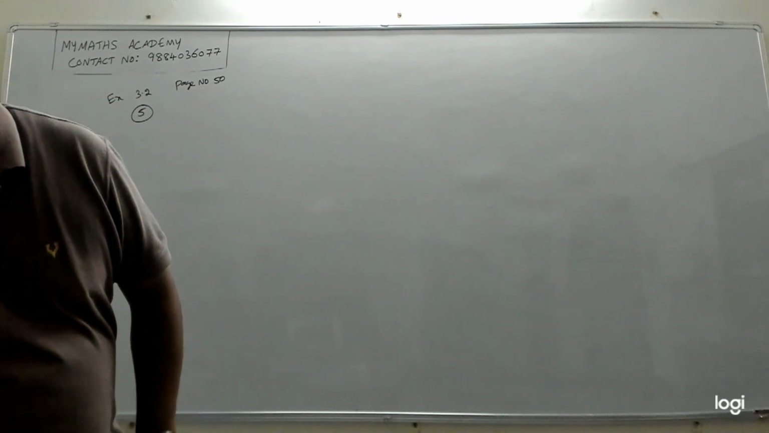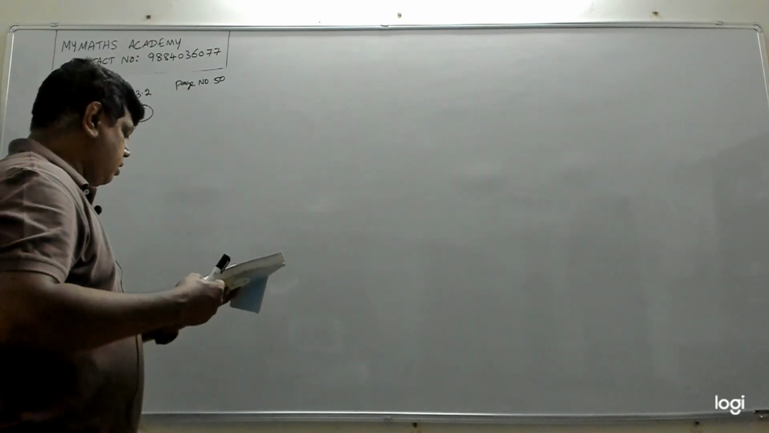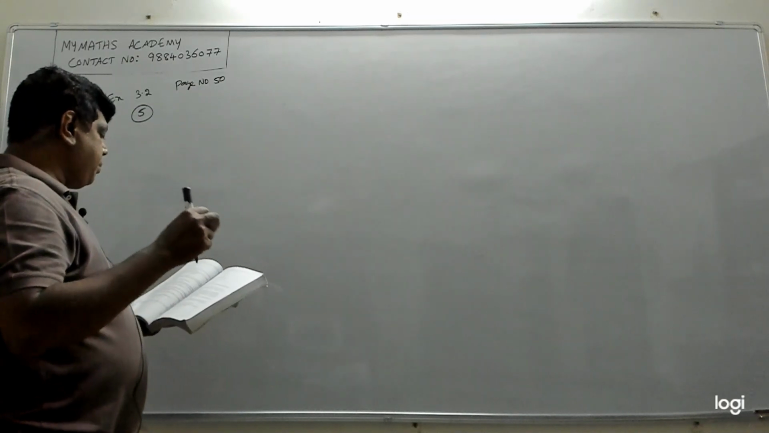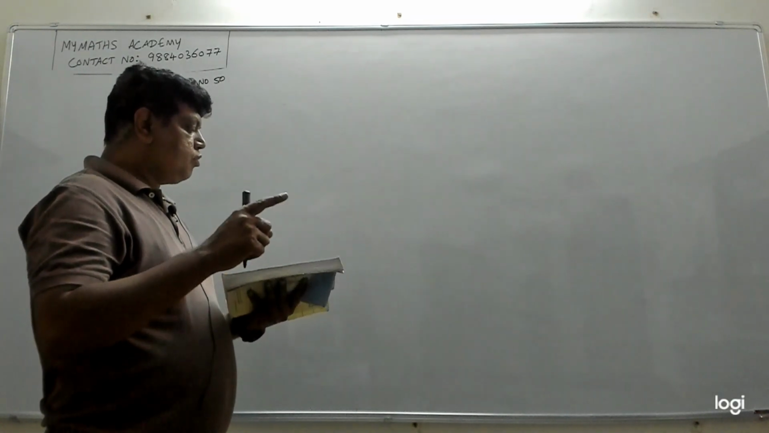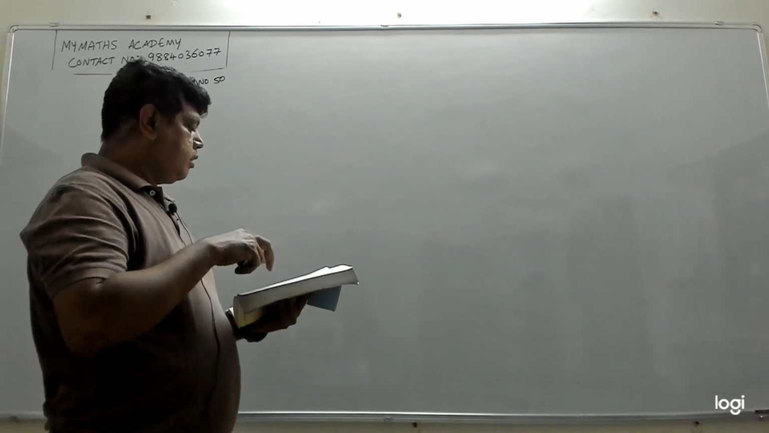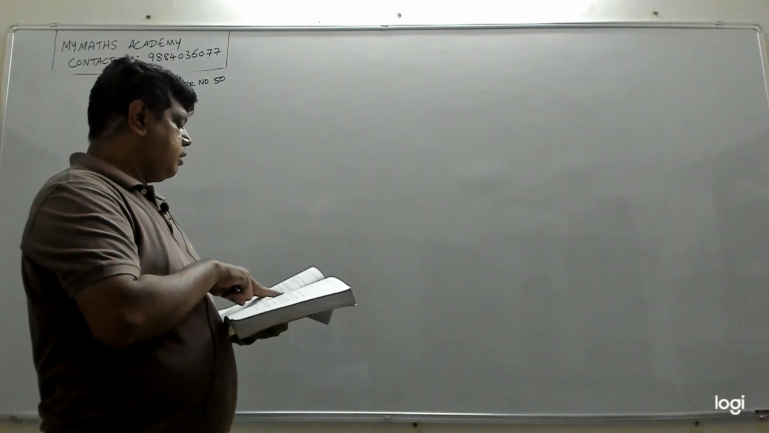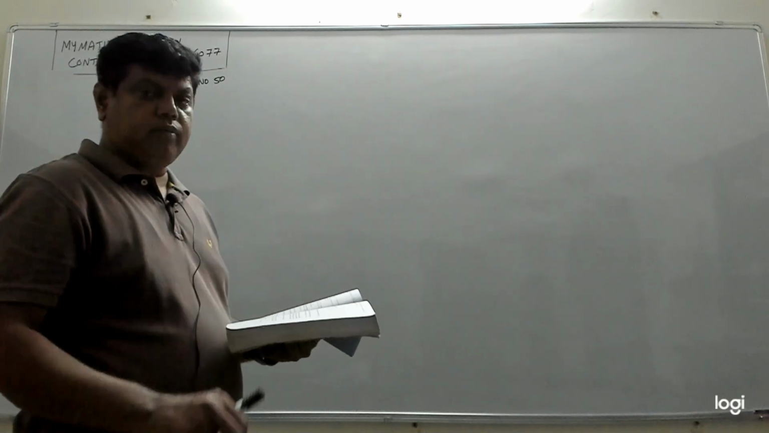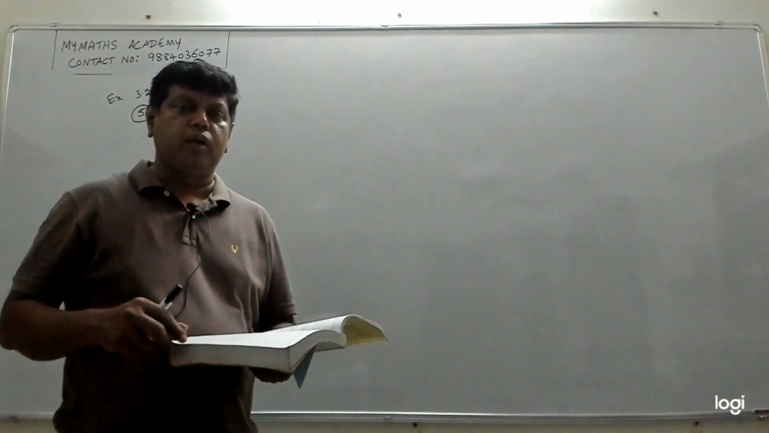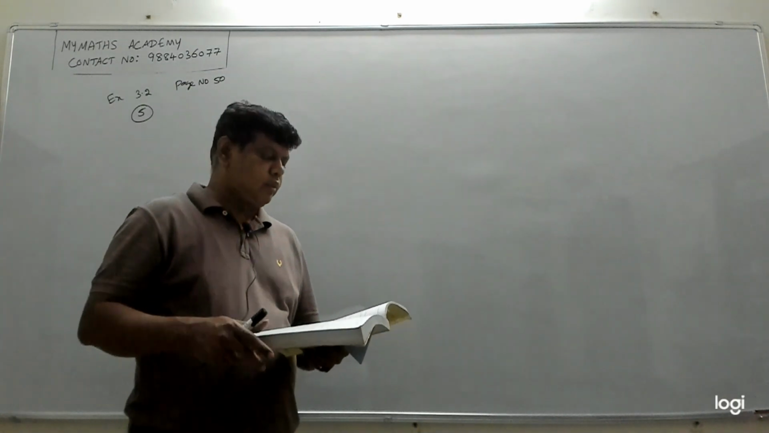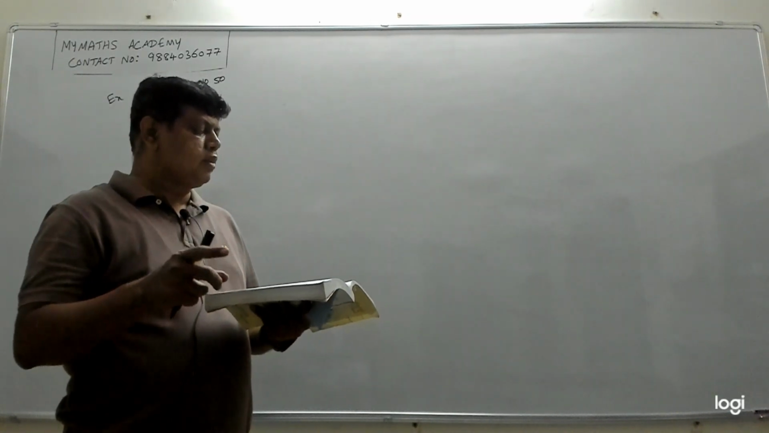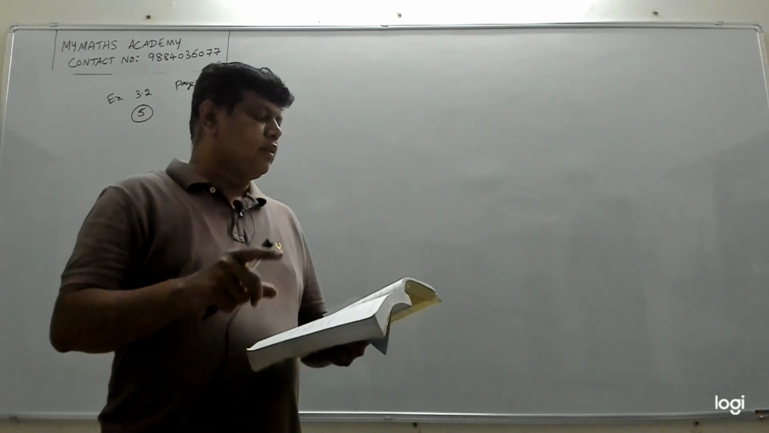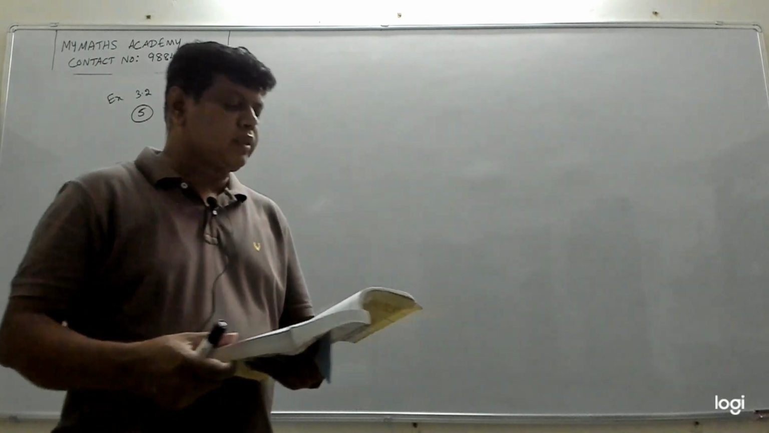So the fifth problem says: half the perimeter of a rectangular garden whose length is 4 more than its width is 36 meter. Find the dimensions of the garden. So using this statement we need to form the equations. I am reading the question again. Half the perimeter of the rectangular garden whose length is 4 more than its width is 36 meter. Find the dimensions of the garden.